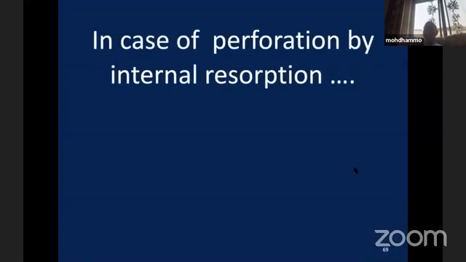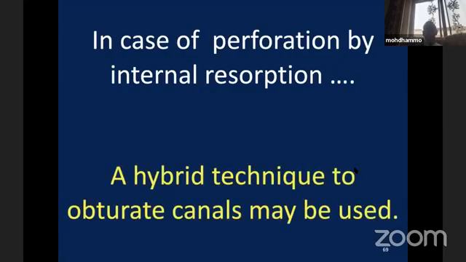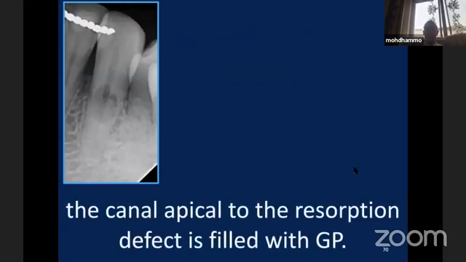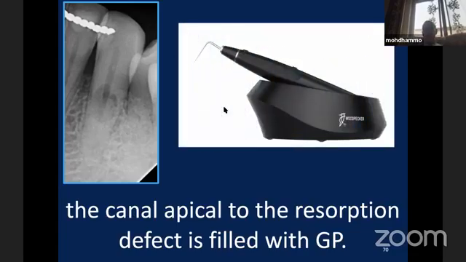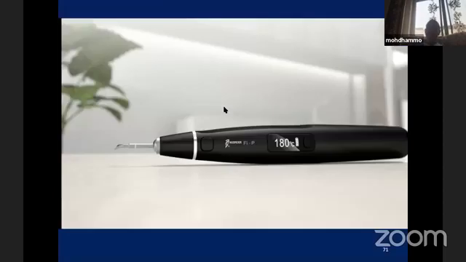What if we have perforation by internal resorption? We will manage this as we manage a perforation. We will use what we call the hybrid technique. Hybrid technique means we will fill the apical part with Guttapercha. Here we have internal resorption, so the apical part here is filled with the downpack technique. And Baker has a device to fill the apical part. So let's see how we will fill the apical part using this device.